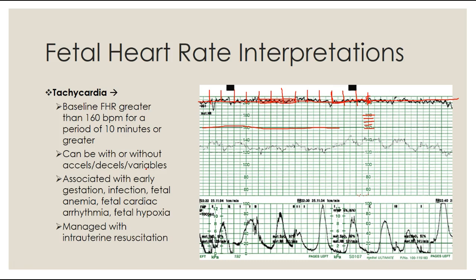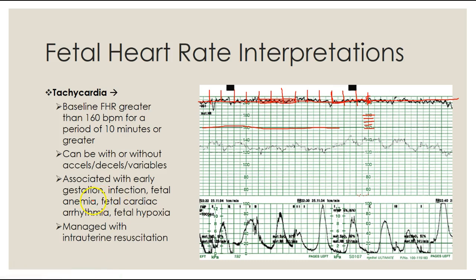This can happen with or without accelerations, decelerations, or variables, just like bradycardia. Tachycardia is associated with early gestation babies or premature infants. Infection, if the mom has an infection that's moved to the baby. Babies who have fetal anemia, so maybe you have some type of RH or alloimmunization issue, and the baby has got some type of anemia due to that. It can also occur because of cardiac arrhythmias in the baby and fetal hypoxia. And we manage this again with intrauterine resuscitation.